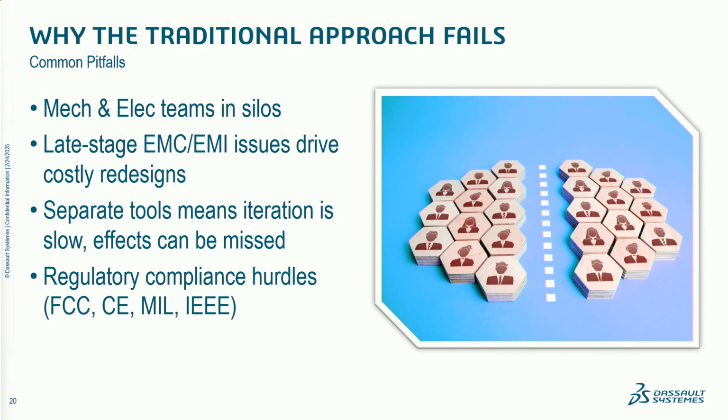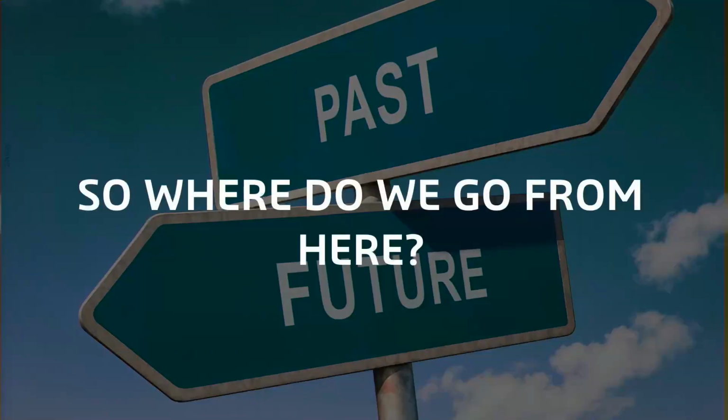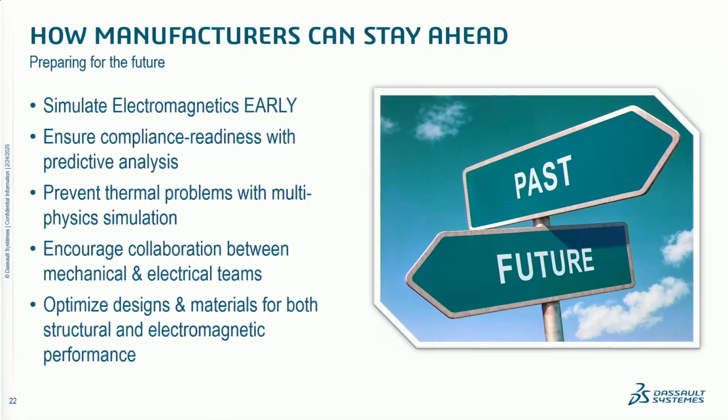And finally, regulatory compliance. There are a lot of compliance regulations out there worldwide right now, but there are more and more emerging ones as well, specifically around emissions and human safety. So where do we go from here? What can you do to stay ahead as a manufacturer or a designer?